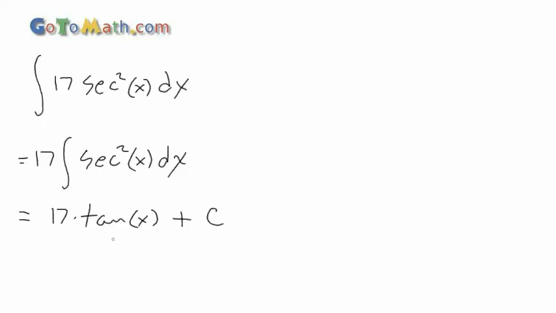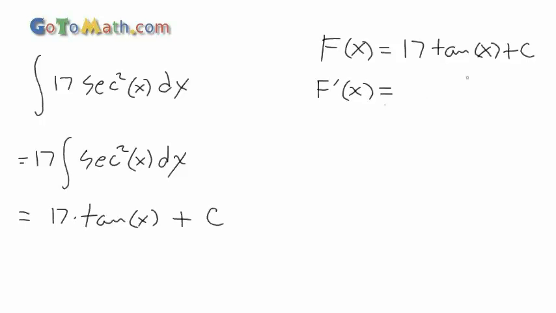Now, because this one was so short, we're going to go ahead and take the derivative of this thing. So 17 tan x plus c. We know if we take the derivative, we're going to get back the integrand here. Do we remember what the derivative of tan x is? Well, guess what? The derivative is secant squared x. It's just that simple.